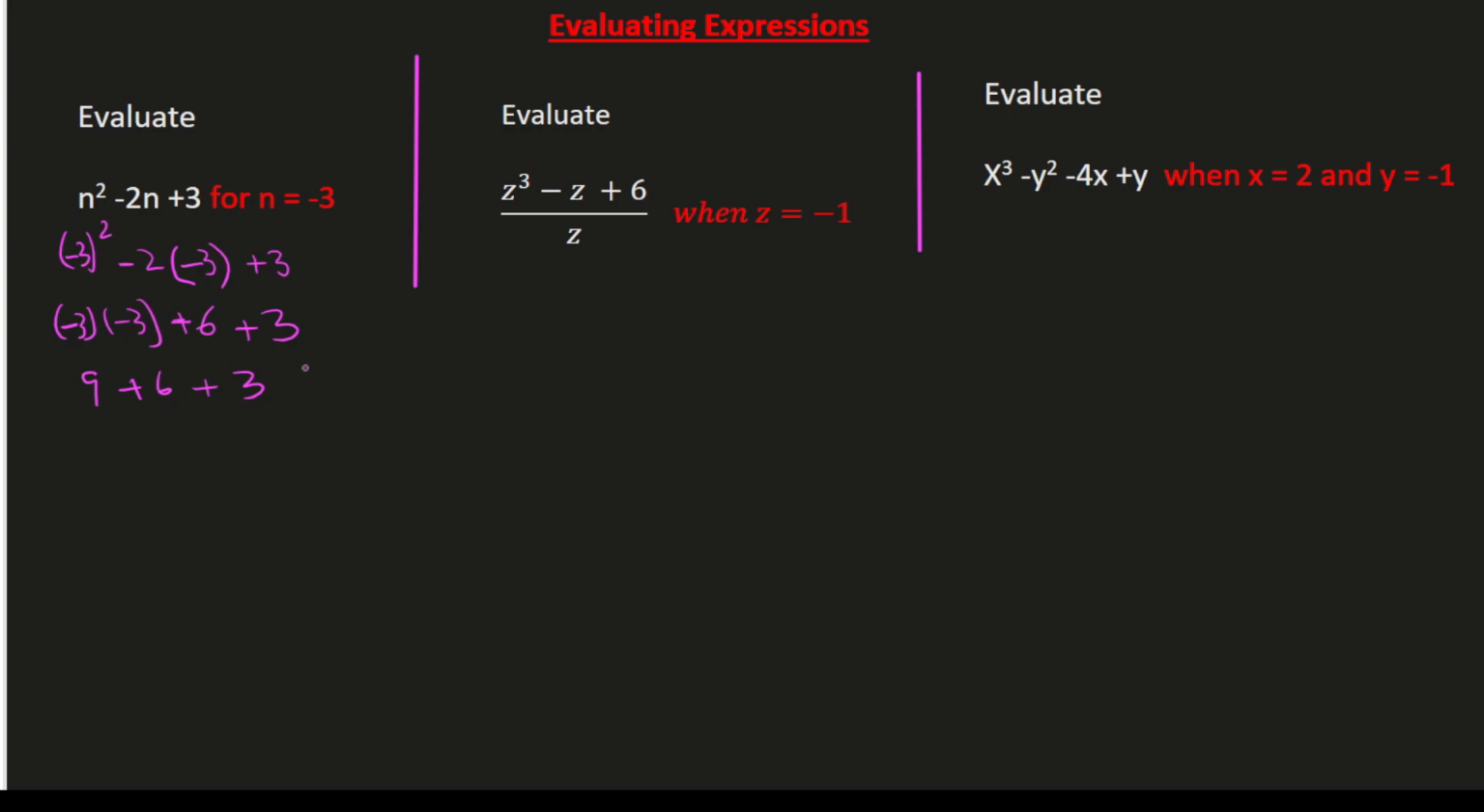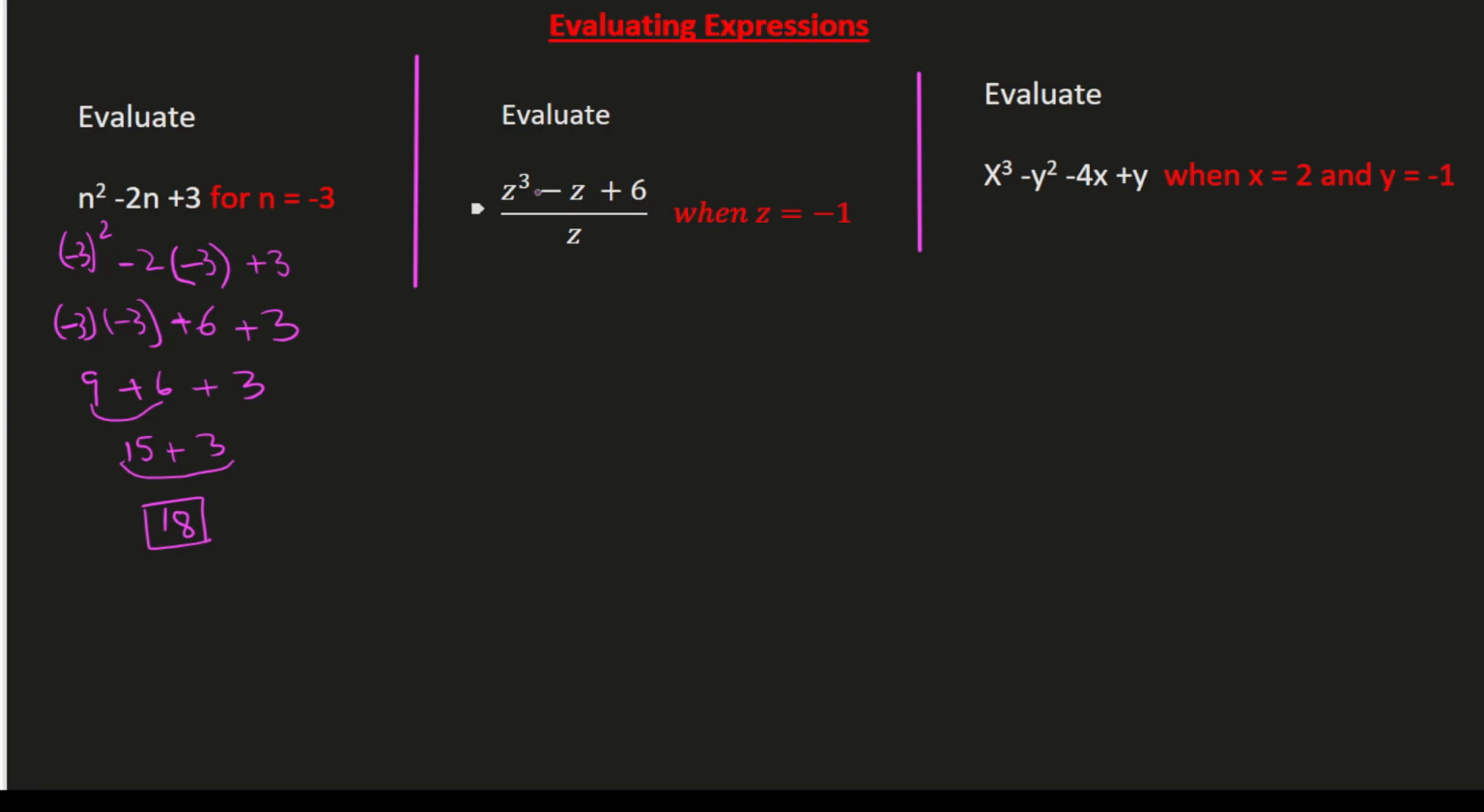And we add from left to right. We add these two first. 9 plus 6 is 15, plus 3. And we do the last two now. 15 plus 3 is 18. And this is the value of this expression when n is equal to negative 3. Let's go for the second one.